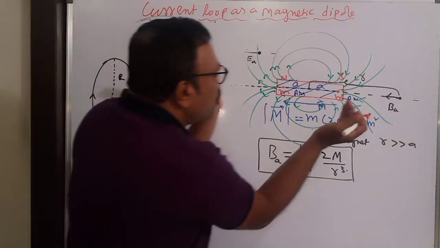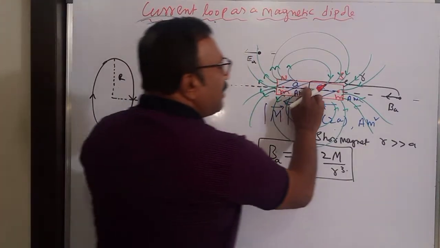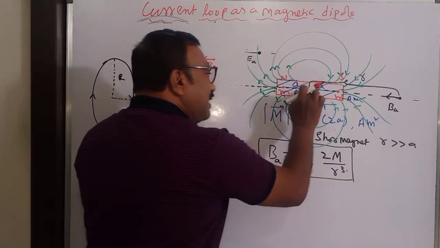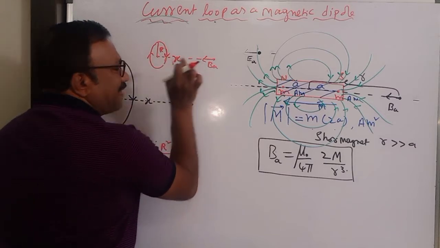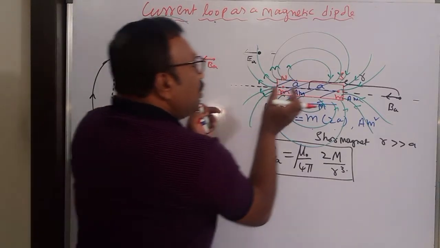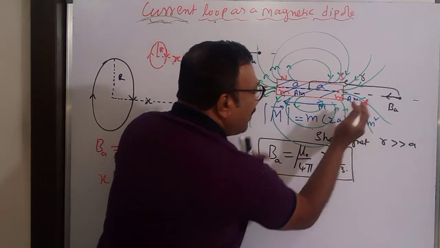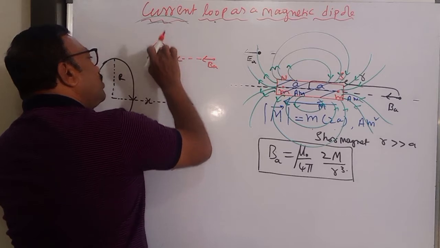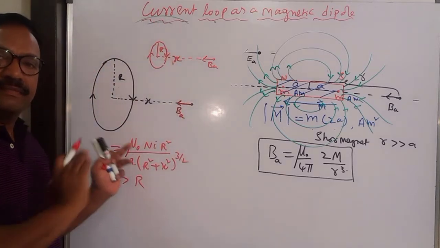As you have taken a short magnet, you have taken one condition here. Here also. Here r is the distance from the center of the magnet, and here x is the distance from the center of the circular loop. You said a is small, that means r is large compared to a. Similarly, x is much larger than the radius. So there is a lot of similarity.